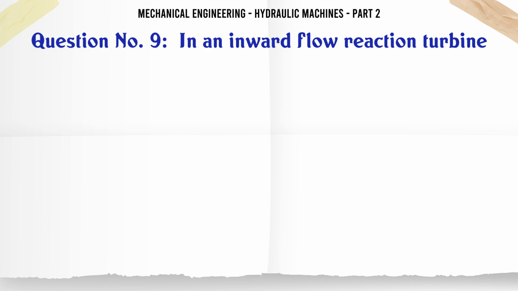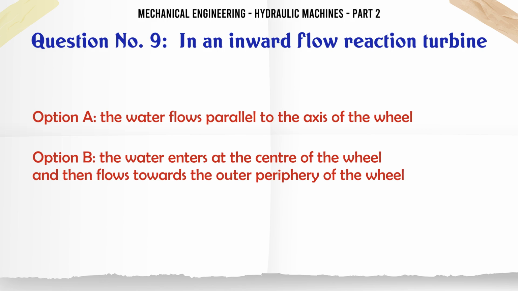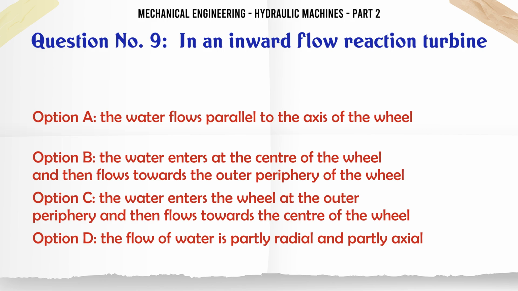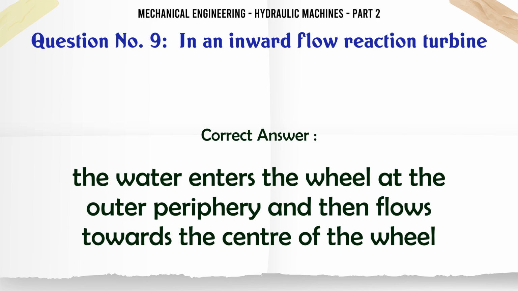In an inward flow reaction turbine, A. the water flows parallel to the axis of the wheel, B. the water enters at the center of the wheel and then flows towards the outer periphery of the wheel, C. the water enters the wheel at the outer periphery and then flows towards the center of the wheel, D. the flow of water is partly radial and partly axial. The correct answer is the water enters the wheel at the outer periphery and then flows towards the center of the wheel.